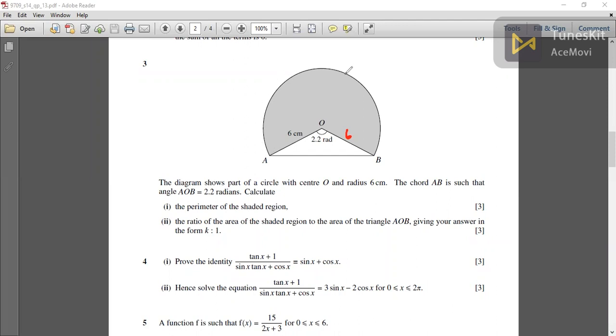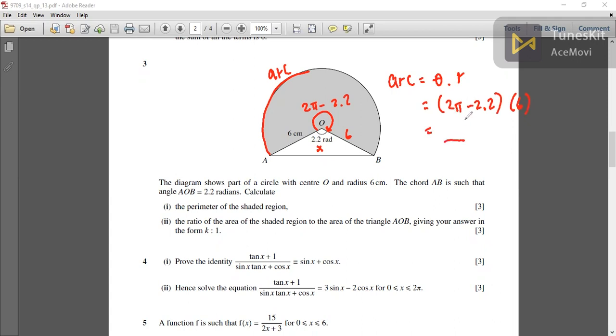So for the perimeter of the circle, this one, we have to find this. We know that this is an arc. So the arc will be theta times the radius. The theta here, we must not use this one, but we have to use this one. So it is 2 pi minus 2.2 radian. So it will be 2 pi minus 2.2 times the radius, it is 6. So we can get the arc already.